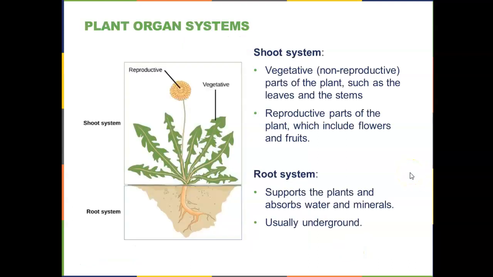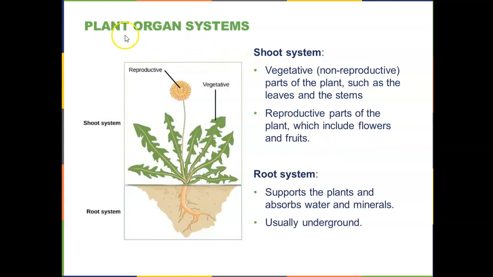So, plant organ systems. This applies primarily to angiosperms. In this unit, we're really looking at the structure and function of angiosperms. A lot of this also applies to gymnosperms like pine trees, and to the other vascular plants as well, in their own specific ways.